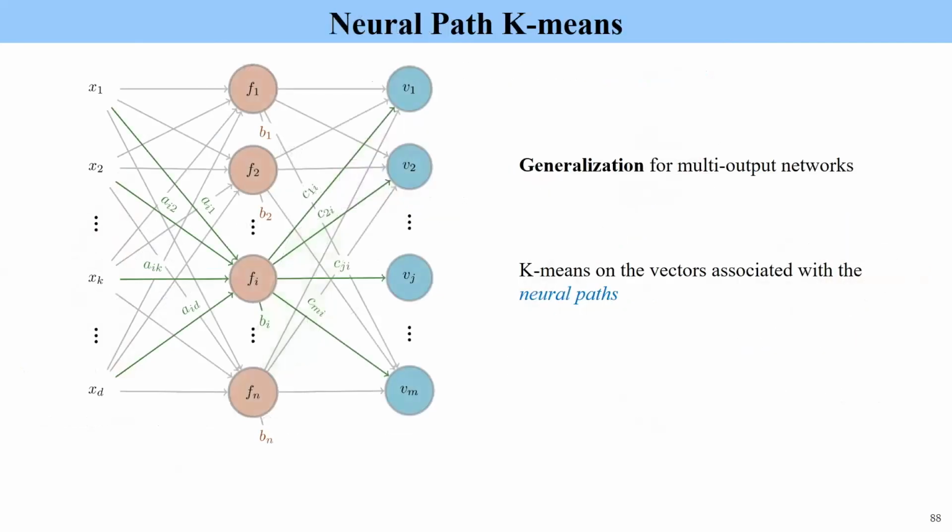Now, if we have multiple outputs, then as vectors, we don't just use the slope vectors and the bias of the output neurons. We also use the weight vectors for the inputs. So we have an extended vector. We perform K-means on these neural paths. We call them neural paths. And the centroids of these K-means, it's a simple idea, but it works well, provide us with the ultimate neurons to use. So we use only as neurons in the compressed network the centroids of these K-means of the neural paths.